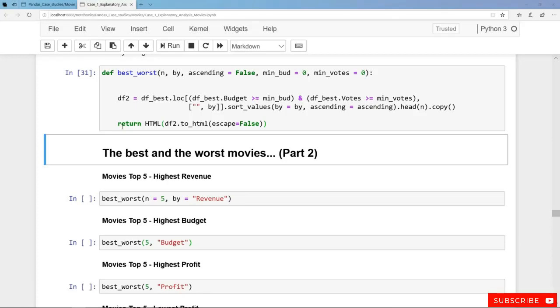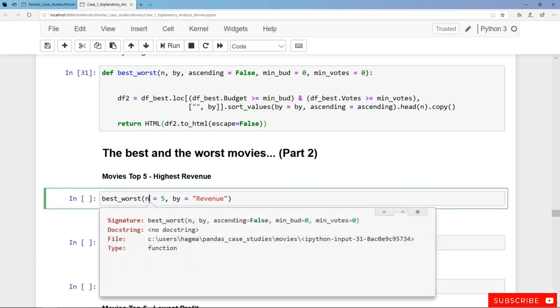Alright, in this lecture we try to find the best and the worst movies in terms of revenue, rating or whatever, and this is a pretty easy and straightforward task with our user-defined function best worst. And first of all, let's get the top 5 movies in terms of revenue, so the highest revenue, and let's have a look here inside.